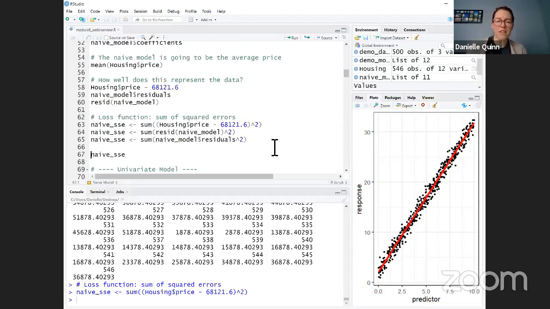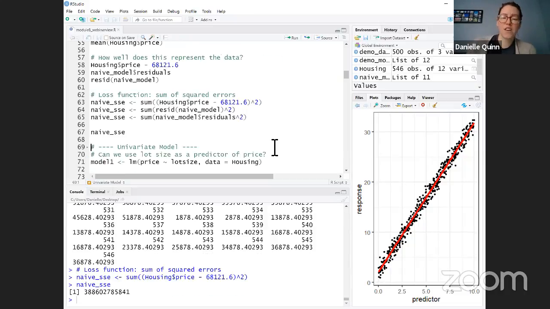And so our loss function is pretty huge. This is a lot of information that we're losing. And so naive models are really good for establishing a baseline. This is the score that we're trying to beat. We're trying to get a lower loss function than this.